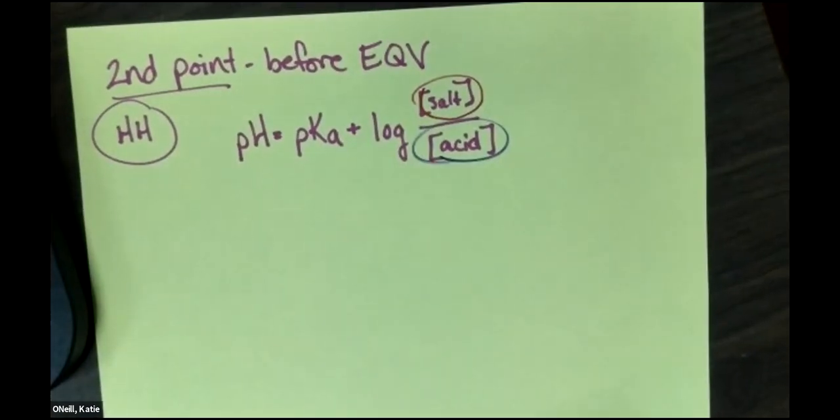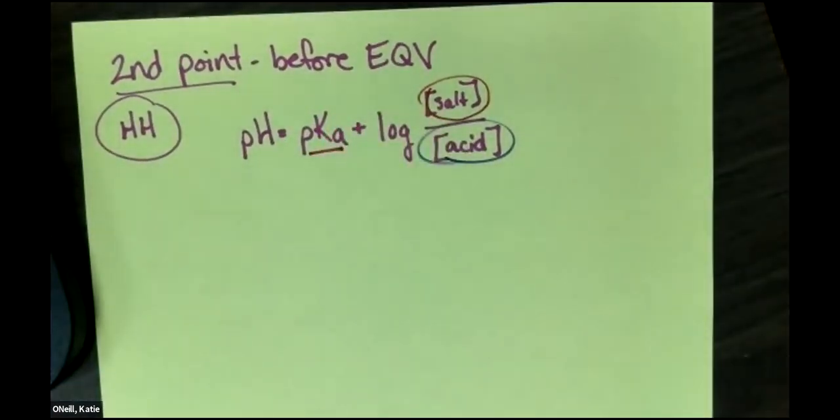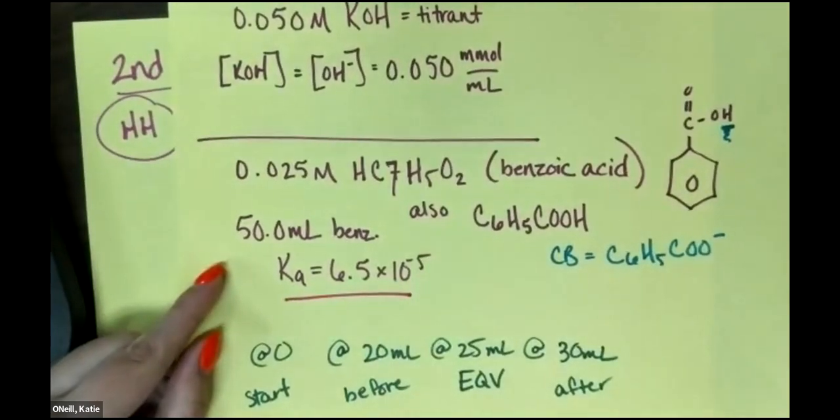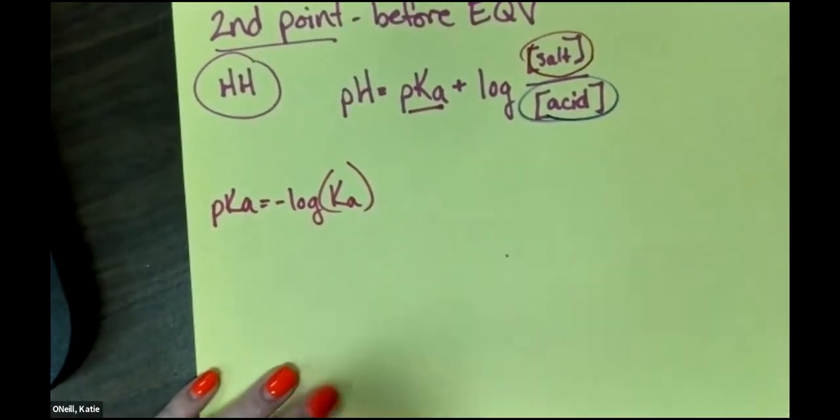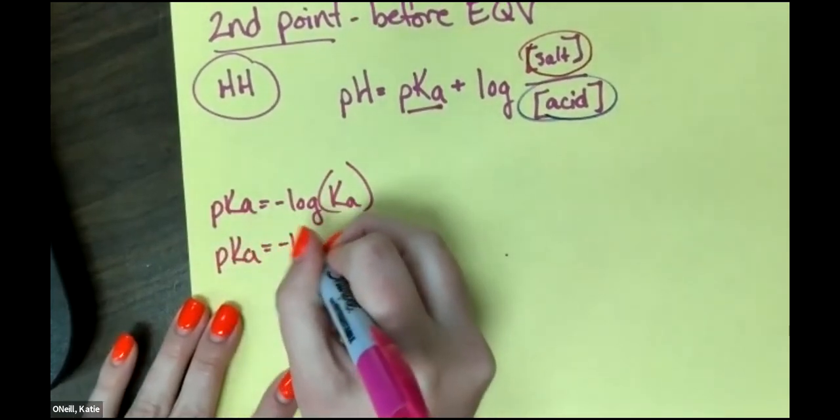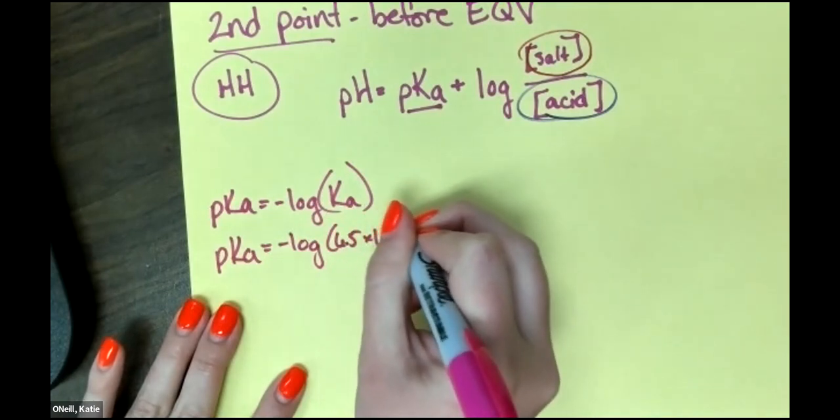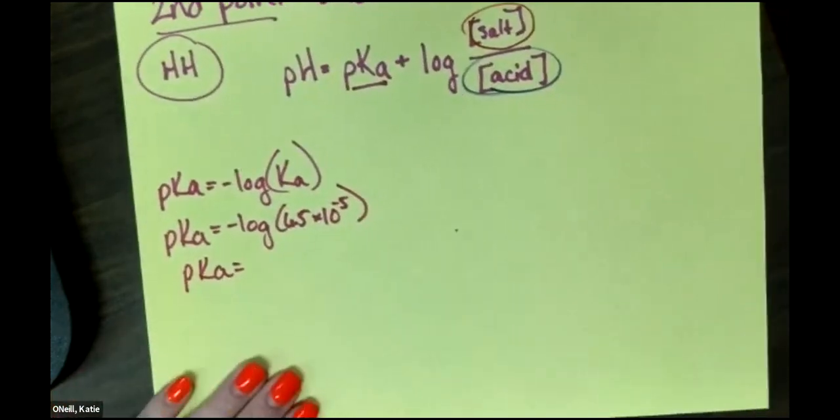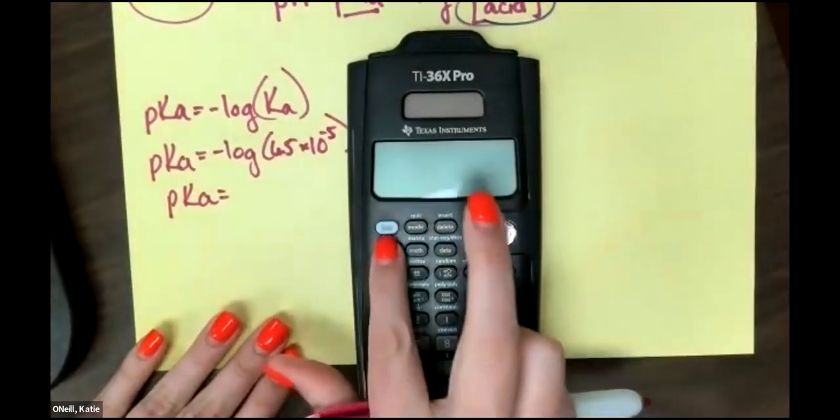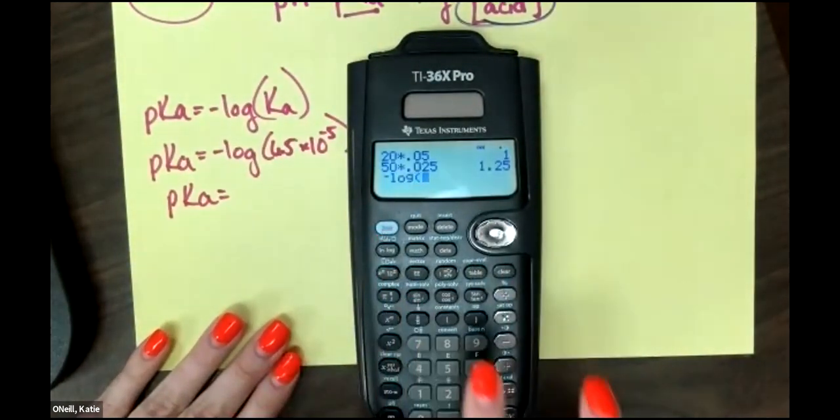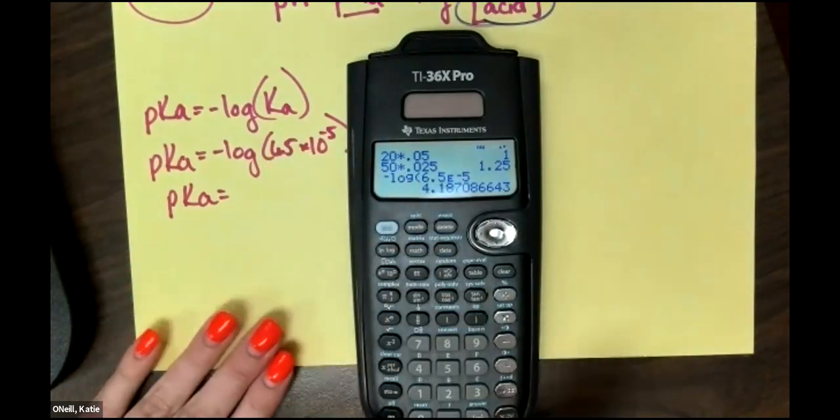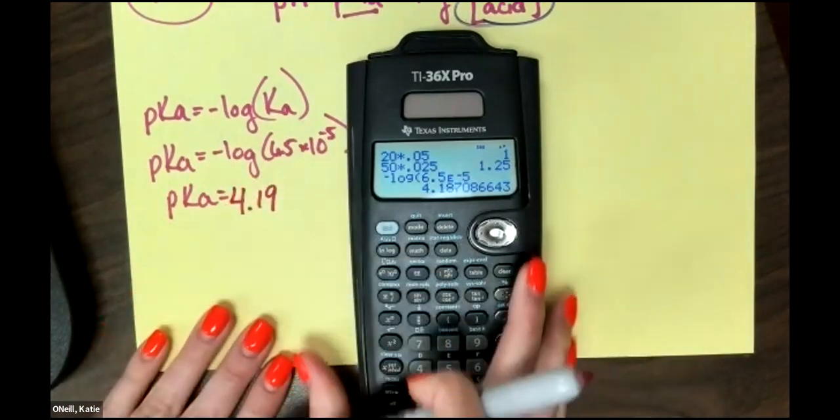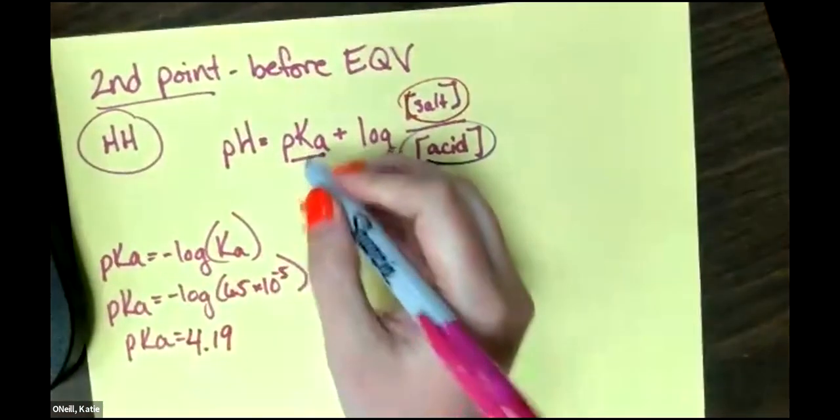And one of the first things that we need to be careful of is that we actually use pKa, even though they just gave us Ka. So remember that pKa equals the negative log of the Ka, just like pH equals negative log of H. So the Ka is 6.5 times 10 to the negative fifth. So then that makes the pKa, I'll calculate the negative log of 6.5 e negative 5, 2 sig figs, so 2 decimal places, 4.19. So that's what I'll plug in here.